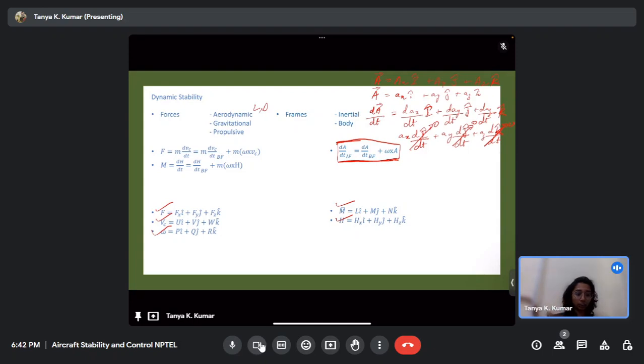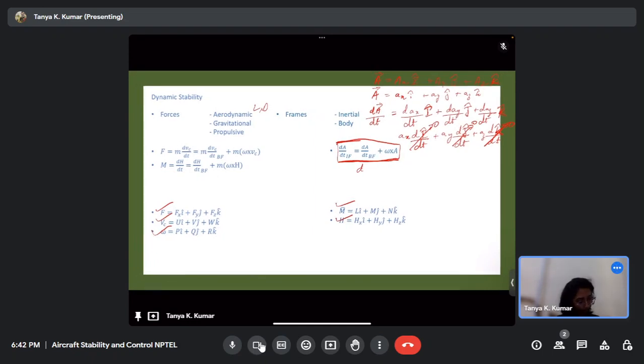Now do you understand the difference between inertial and body? The inertial frame is fixed in time. So the unit vectors defining the inertial frame are fixed in time. So dI/dt, dJ/dt, dK/dt are all 0. So the differentiation of the vector in the inertial frame is just the first three terms. Now let's take the derivative in the body frame.